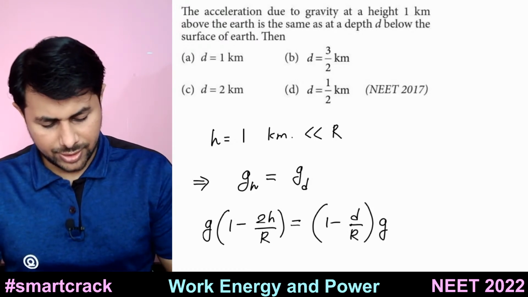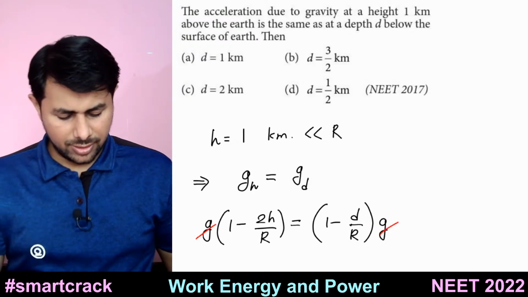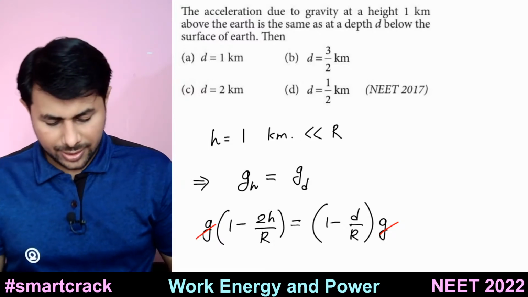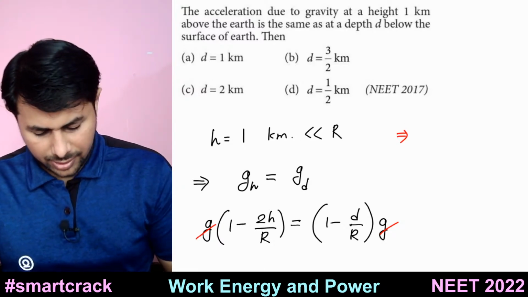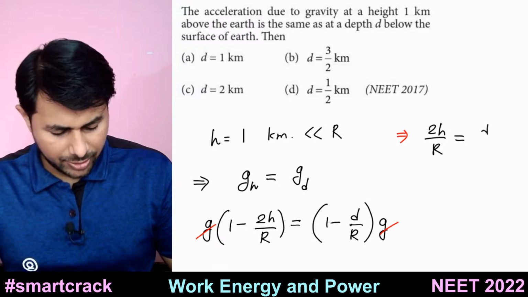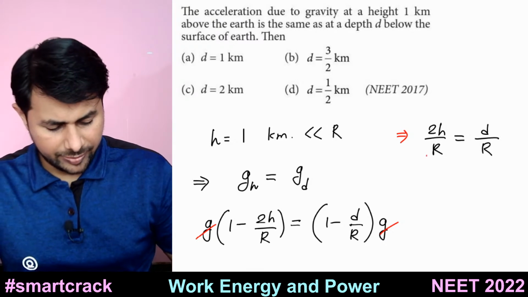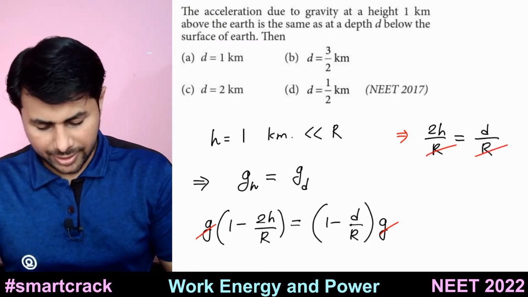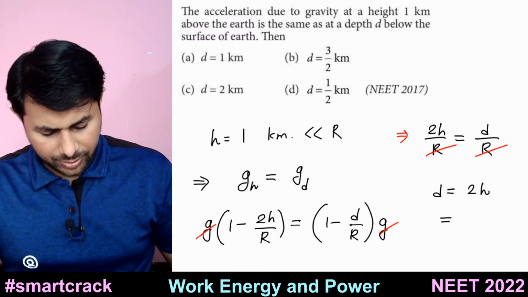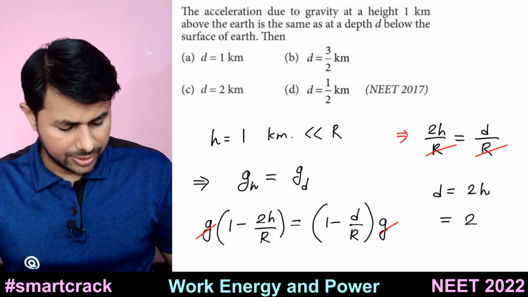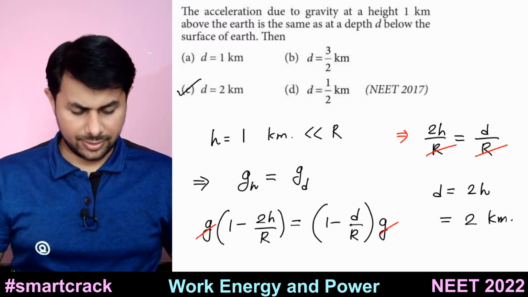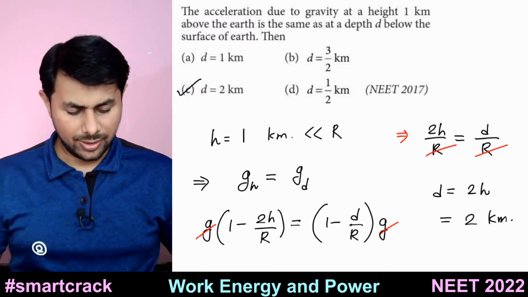So g gets cancelled and 1 minus twice h upon r is equal to 1 minus d upon r. That means, what? Twice h upon r equals d upon r, and r also gets cancelled. So d equals 2 times h is the answer. And that is equal to, h is 1 kilometer, so it is 2 kilometers. So option C is the answer. Okay, it is very, very simple. All right.